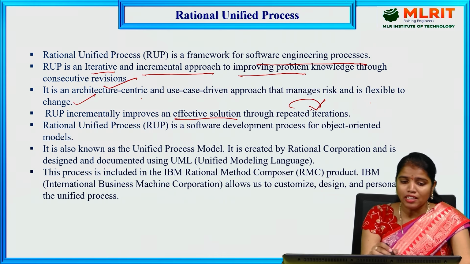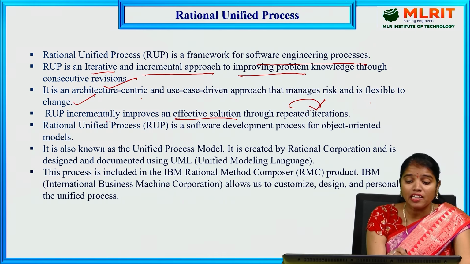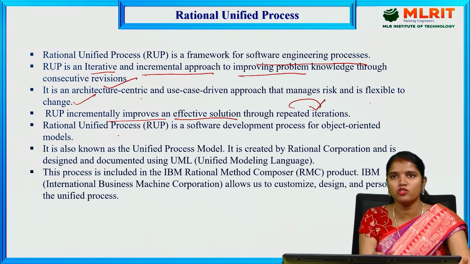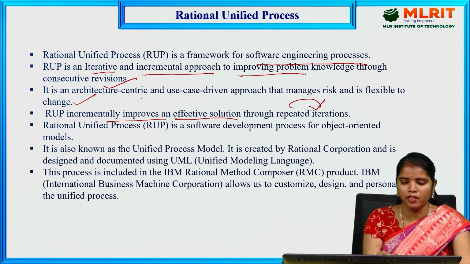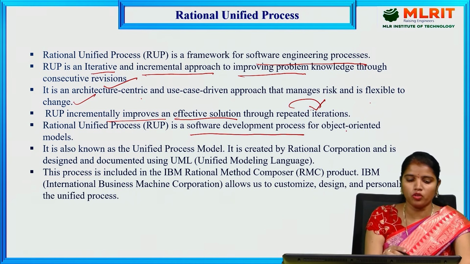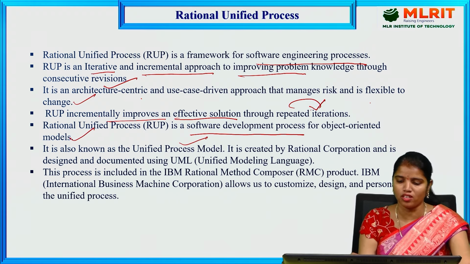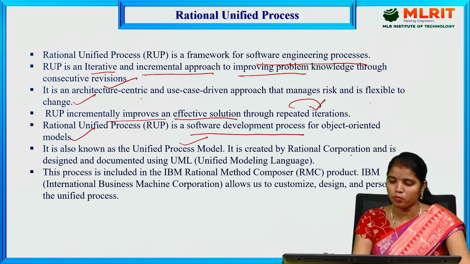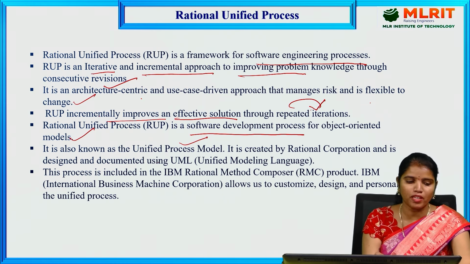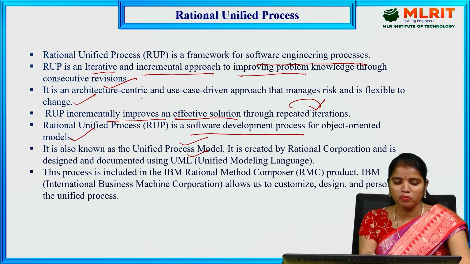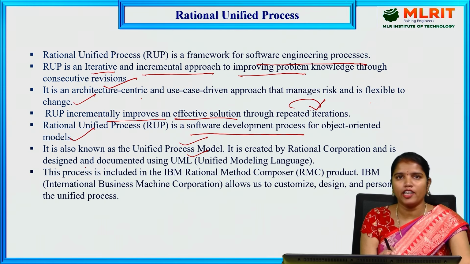By this only, the RUP has incrementally improved. Rational Unified Process has improved a lot by using this iterative development. Rational Unified Process is the software development process for object-oriented models. It is also known as the Unified Process model. It is created by Rational Corporation and is designed and documented by using UML. As we know, UML diagrams are all done by using Rational Corporation. It is used for designing and documenting purposes.